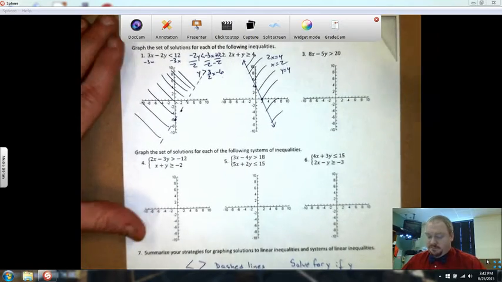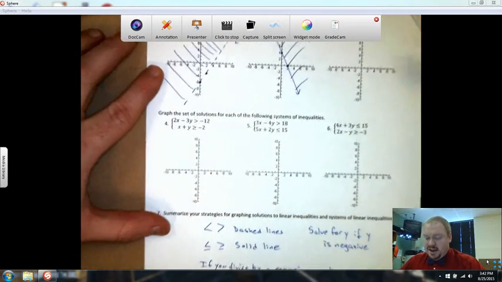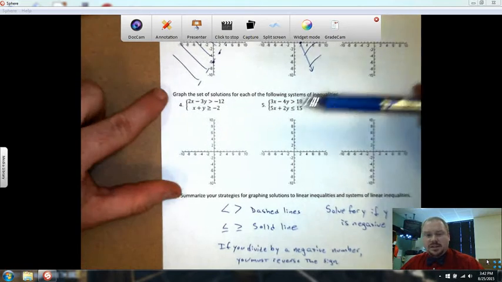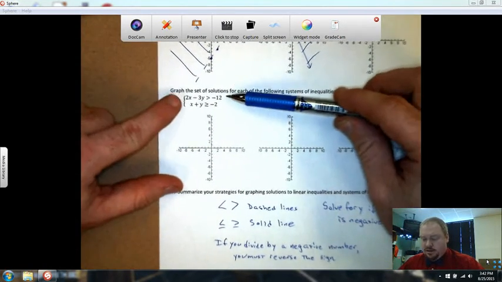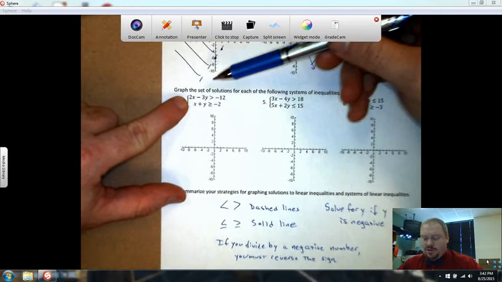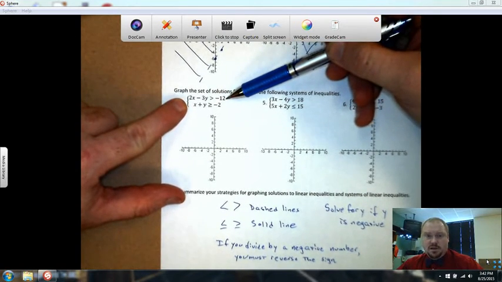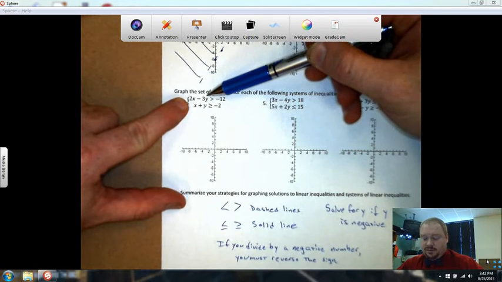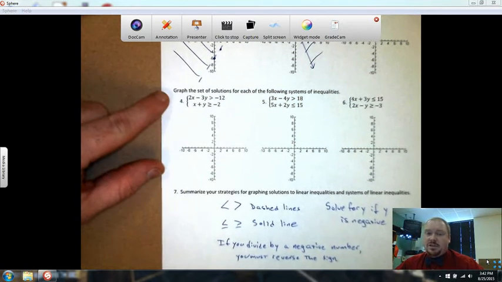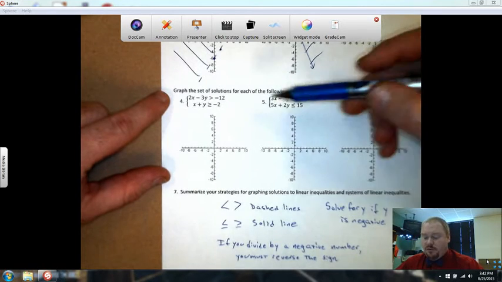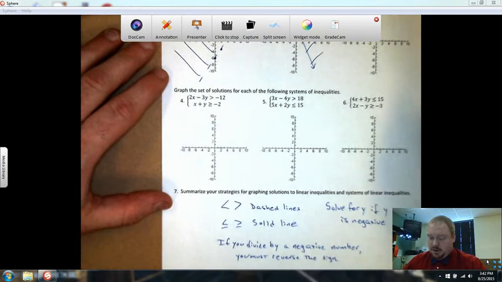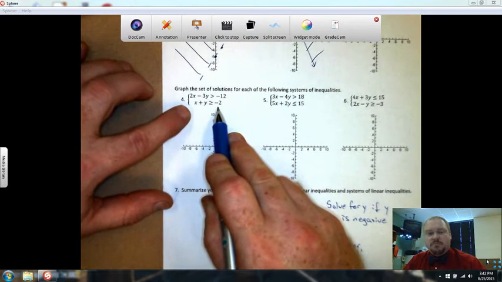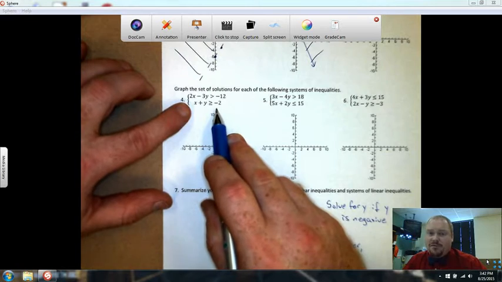Now, jumping down, I'm going to start with number 4. This is a system of inequalities. Oh no, one of these has a negative sign. Well, that means I have to solve for y. Whether you have room on your paper to do so or you have to use a piece of scrap paper, you do what you got to do. The bottom one, however, is in good shape. I could use the cover-up method there.